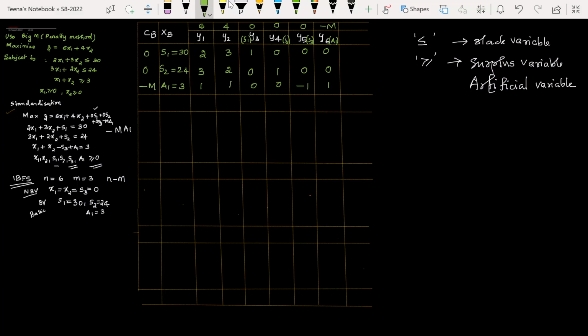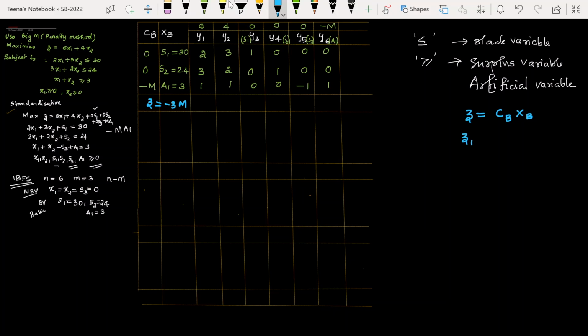Now you can note that S1, S2, A1 in this proper order form an identity matrix. See here 1, 0, 0, 0, 1, 0, 0, 0, 1 that form an identity matrix of order 3. Now let us find the net evaluations. Z is equal to, so for finding the value of the objective function Z, we use the relation CB into XB. So 0 into 30 plus 0 into 24 minus 3M. So that is the value of the objective function in the first iteration.